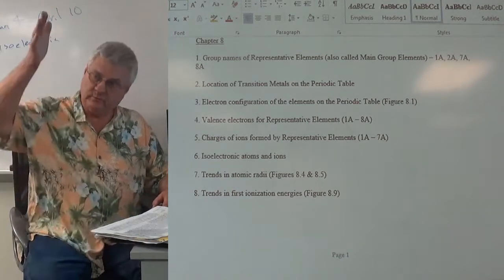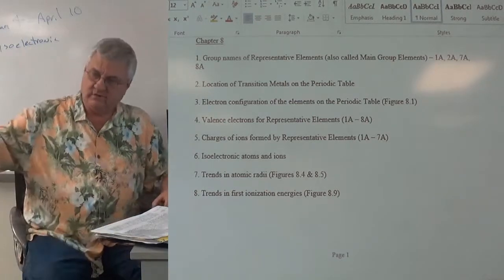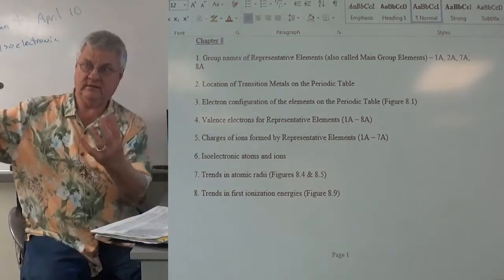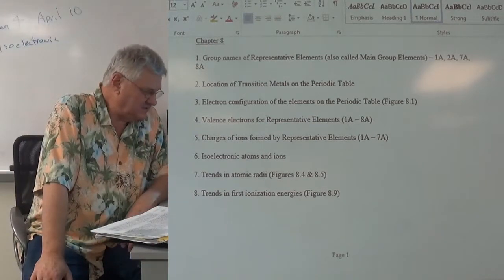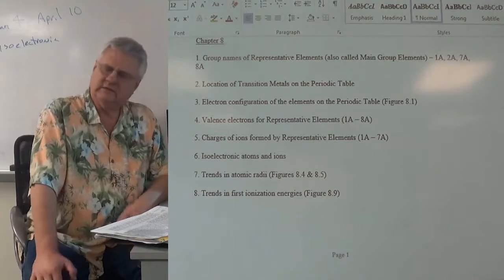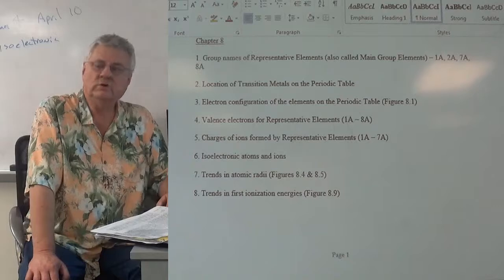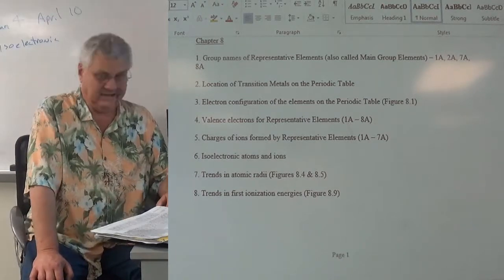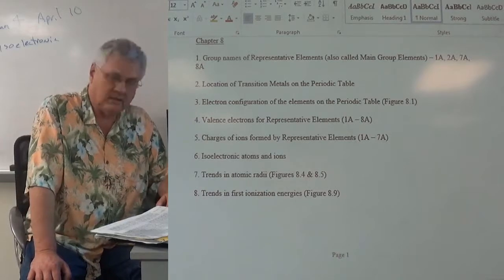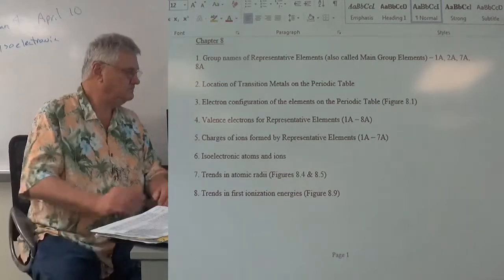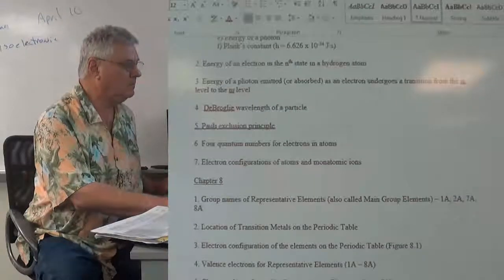Trends in atomic radii: as we go down a group, the radius of the atoms gets bigger. If we go across a period, the radius of the atoms gets smaller. Trends in first ionization energy as well. The elements that are most difficult to ionize are noble gases. The ones that are easiest to ionize are alkali metals. Okay, good. All right, so that's pretty straightforward.